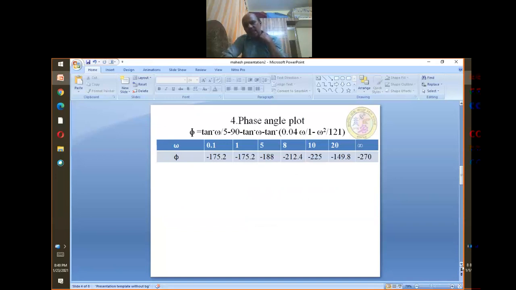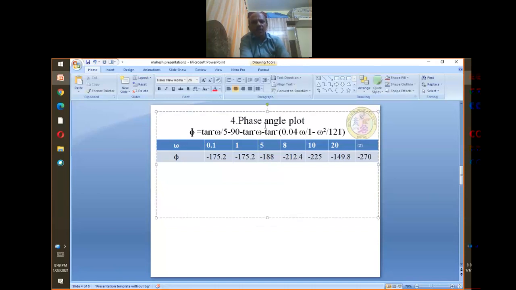Then next comes the phase angle plot. Phi is equal to tan inverse of omega by 5, minus 90. It is the angle of 1 by s, minus tan inverse of omega, minus tan inverse of 0.04 omega divided by 1 minus omega square by 121. How to find out this angle?